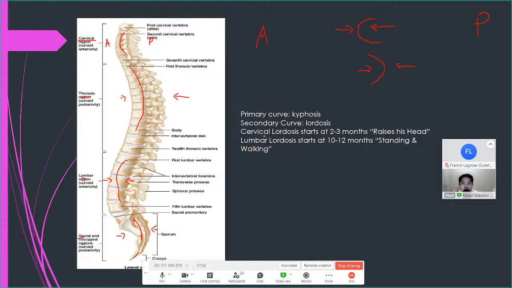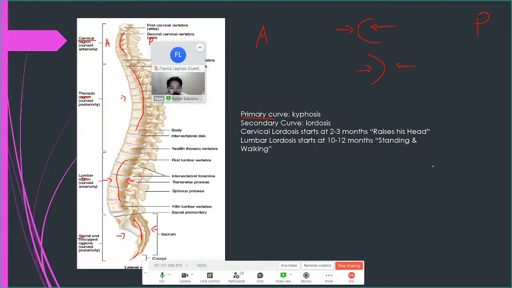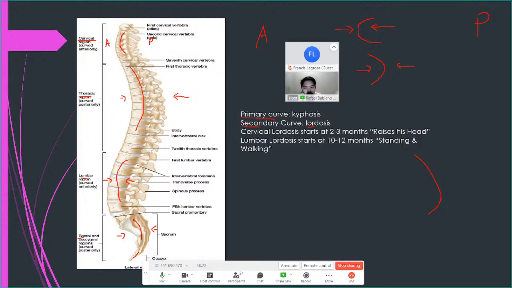Now your kyphotic curve is the primary curve, meaning when you are born, your thoracic vertebra is already like this, kyphotic normally. Now as we develop, as we grow, our secondary curve forms. That's why it's secondary. This is your lordosis. So your cervical lordosis starts at 2 to 3 months after birth, because this is when the baby raises his or her head.